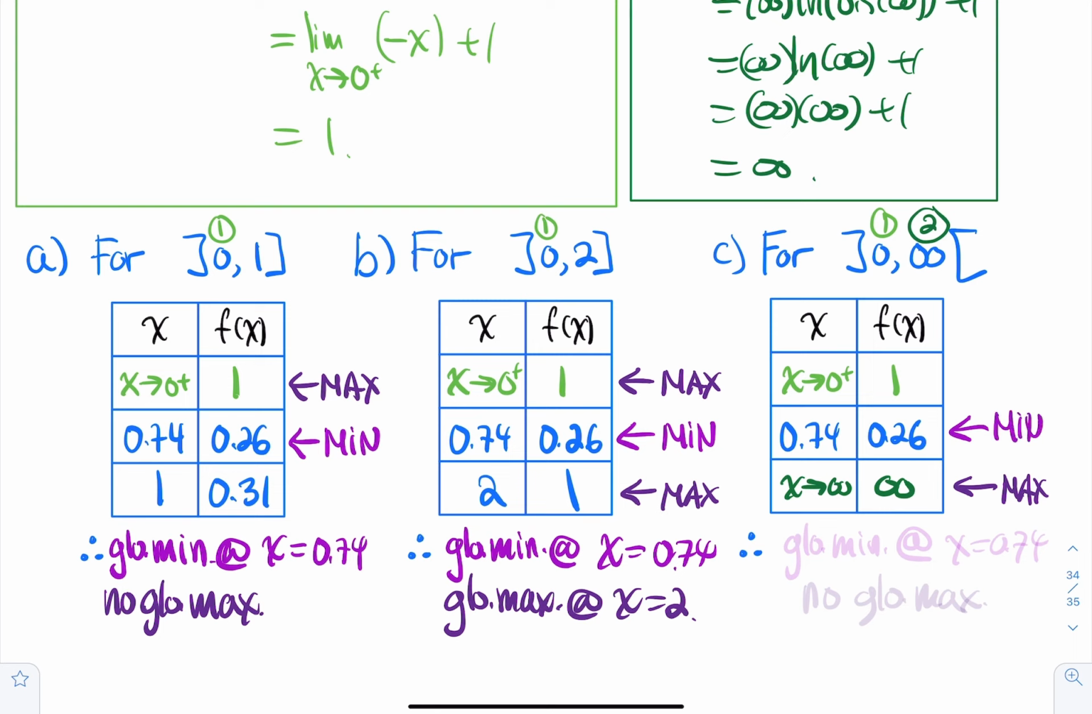So for the conclusion, same thing, we have a global min at x equals 0.74, and there's no global maximum. Again, this is 3 questions in one. So I don't want you to freak out with these 3 examples. Normally in a question, it's one function with one interval, and you just have to do the limits corresponding to the open endpoints, and then just make the correct conclusion.